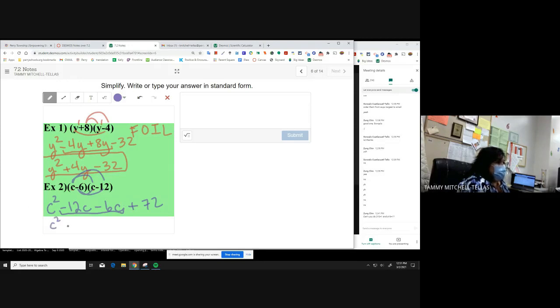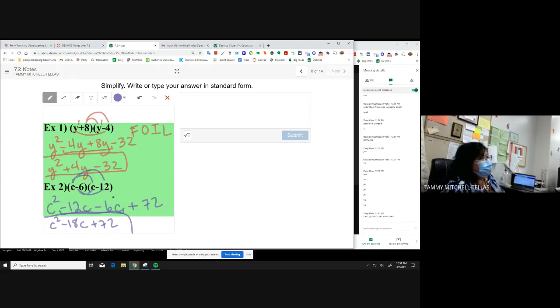What do I start with? C squared, and then what? When I add these together, what do I write? -18C, and then I just drop the plus 72. This is my answer. Notice how it's a trinomial. That's kind of one of your mental checks. Oh, yeah, it's a trinomial. It's probably right. Watch your signs when you're multiplying and make sure you have 3 terms when you're done.